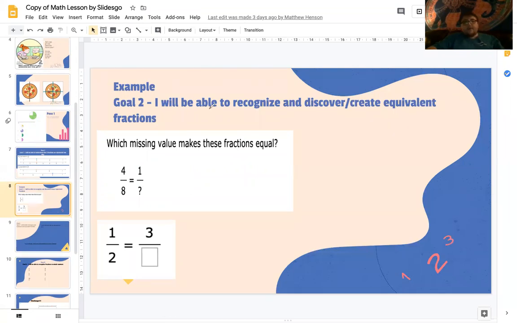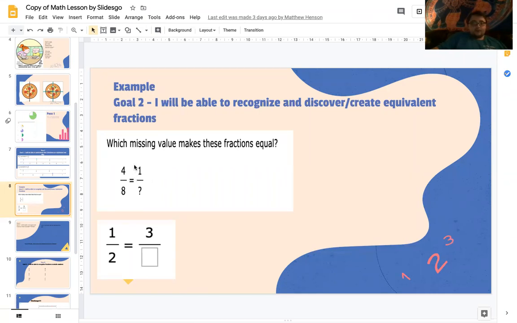This is helping us to recognize and discover equivalent fractions. So which missing value makes these fractions equal? Again, this was taken from USA Test Prep or IXL. I can't remember which one, but it is relevant. So 4/8 is equal to 1 over blank.